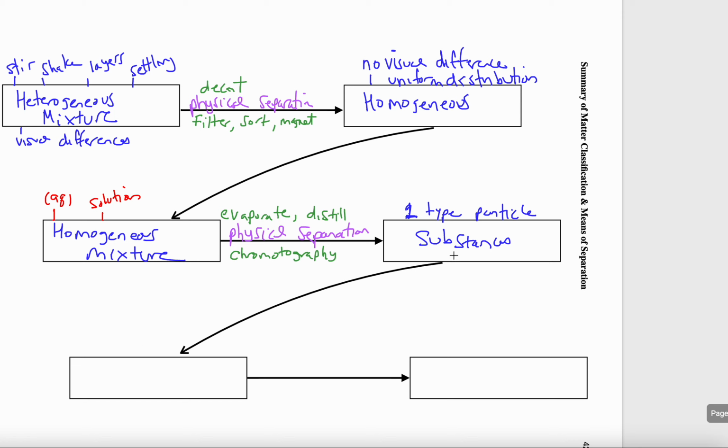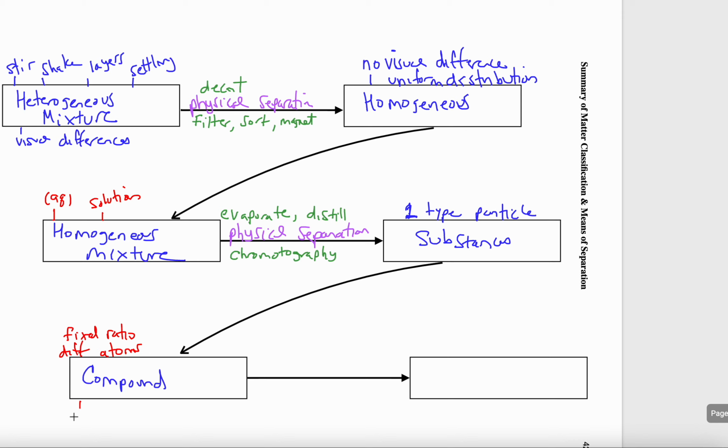So now we are at the point of substances where our container contains only one type of particle. Our most complicated form of a substance is the compound. And if it's a compound, the key idea is that we have different atoms in a fixed ratio. So we have a fixed ratio of different atoms as a short way of putting it.